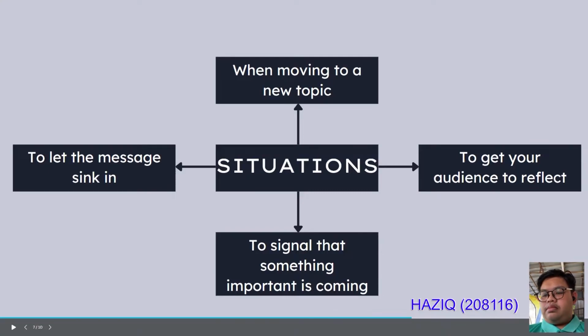The next situation is when we're moving to a new topic. When we want to talk about something, we need to make sure that the point we're going to make is clear. When we move from point A to point B, we need to use pausing so that our audience can differentiate between both points. And the last situation in which we can use pausing and also hesitation is to get our audience to reflect.